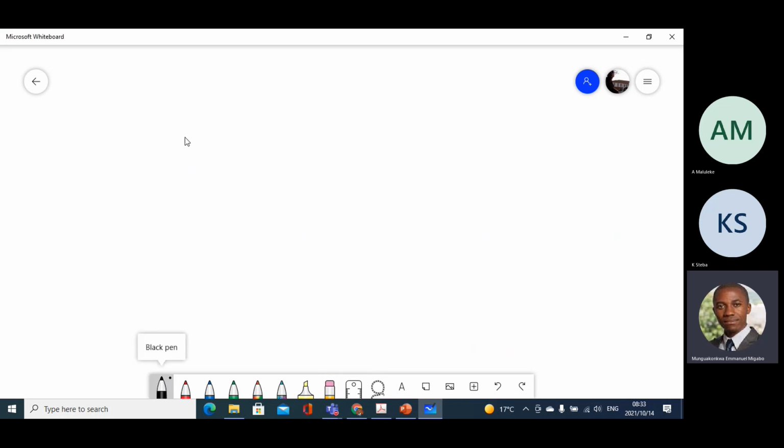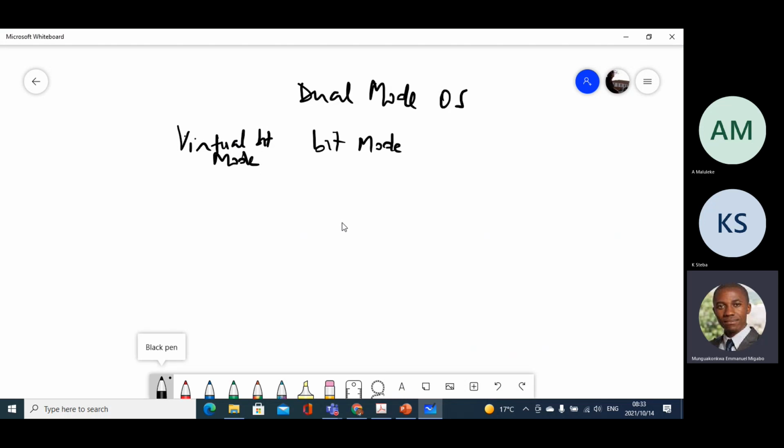So you have your normal bit mode. Let's start with dual mode operating system. You've got a normal bit mode, then if this machine supports virtualization, you'll have a virtual bit mode as additional. Here we know 0 means kernel, 1 means user. But if you are running a virtual machine on the same computer, you might have 0, 0.